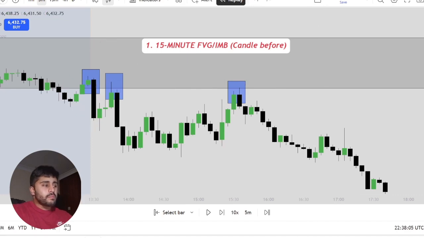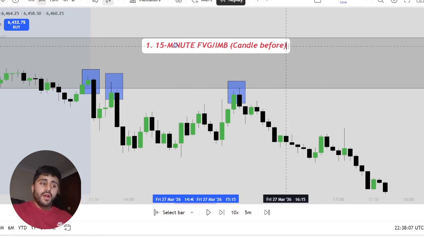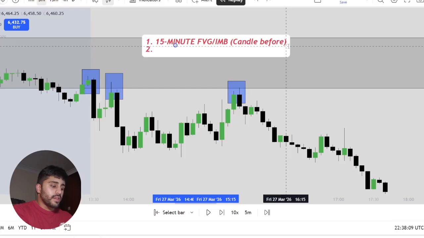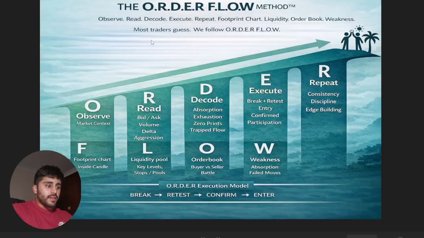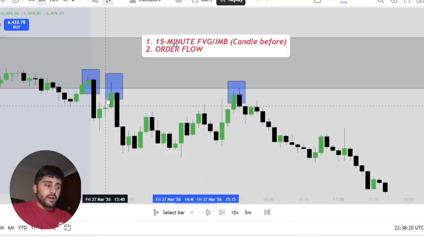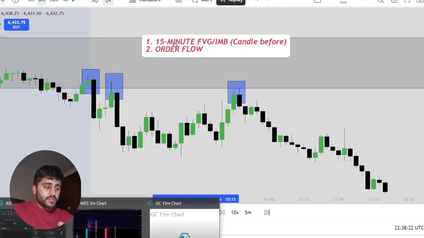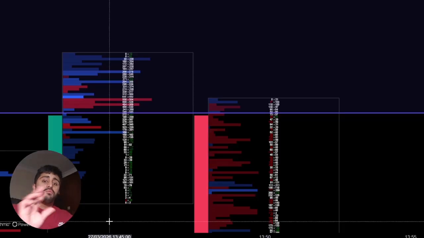But in order for us to make a key level, in order for us to understand why it's a key level, we need to follow the order flow model, or we need to follow order flow. Order flow specifically I've broken down is this. Now we're on the read part. So we want to read, right? Specifically, what are we reading? Delta, volume, bid and ask.